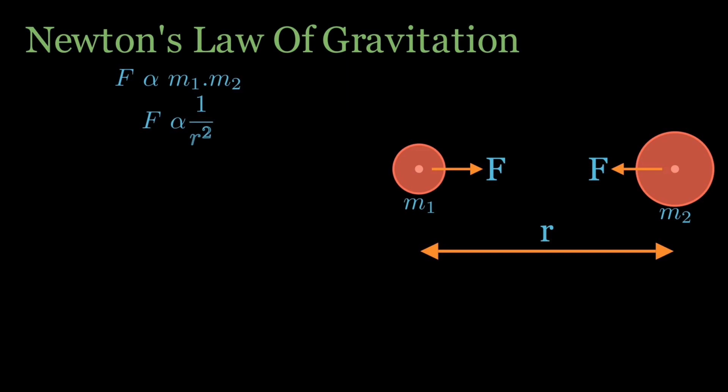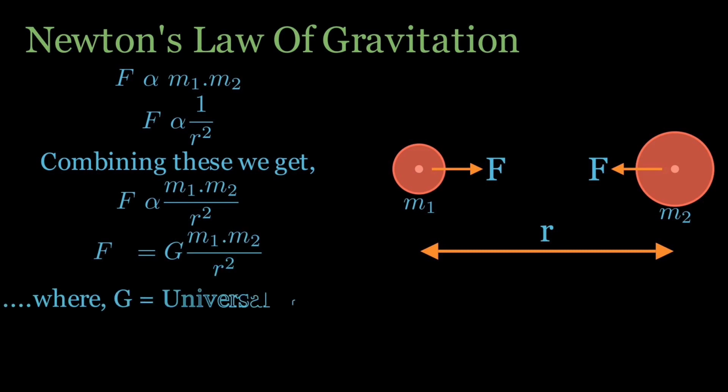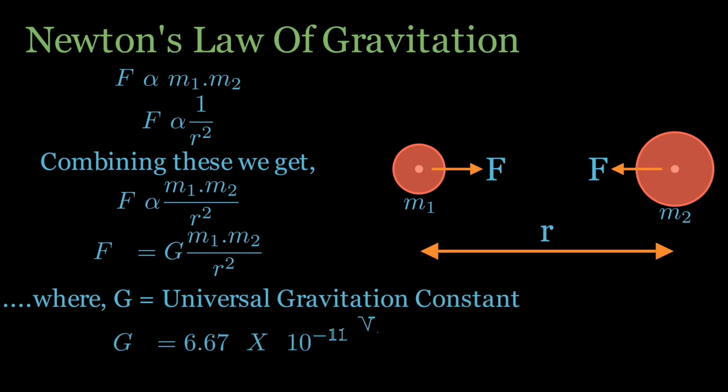On combining both the equations, we get F is proportional to m1 into m2 upon r square. On removing the proportionality sign, we get a constant G, where G is called the universal gravitational constant, and its value is equal to 6.67 into 10 raised to minus 11 Newton meter square per kg square. The value of G was first experimentally measured by Henry Cavendish.